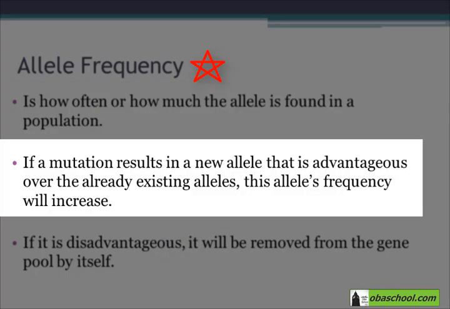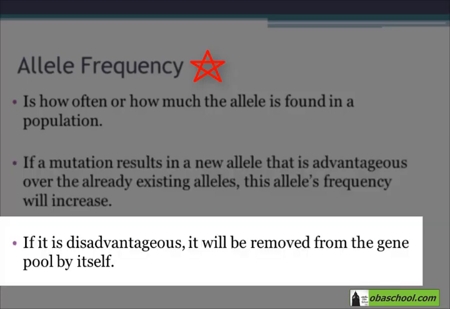If a mutation results in an allele that is advantageous over the already existing alleles, this allele's frequency will increase. In animals that face the danger of being eaten, a mutation that results in stronger leg muscles allows them to run faster. This allows them to survive and gives them an advantage over the other members of the population who did not have this mutation.